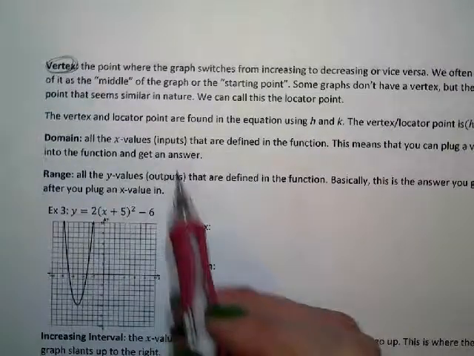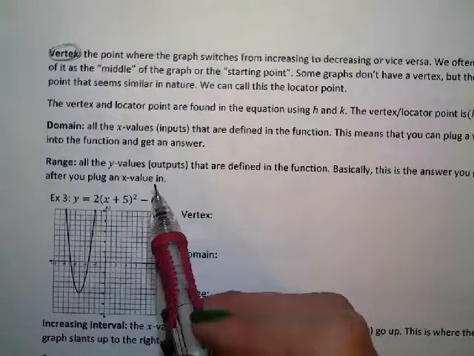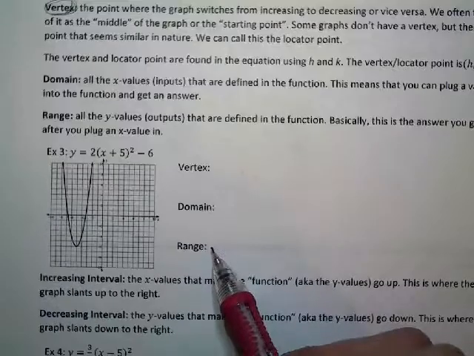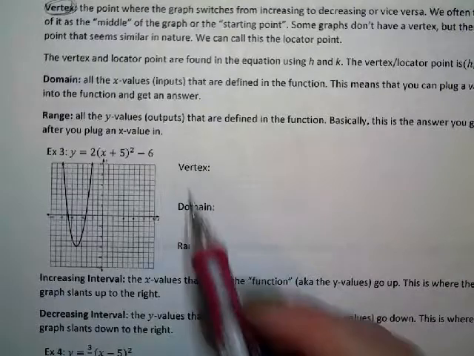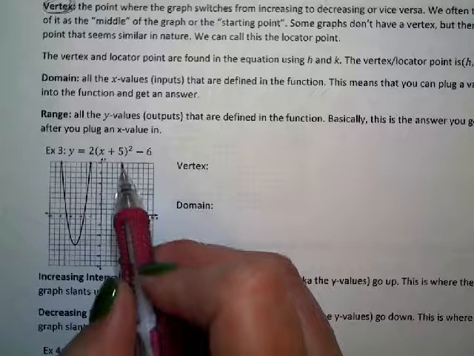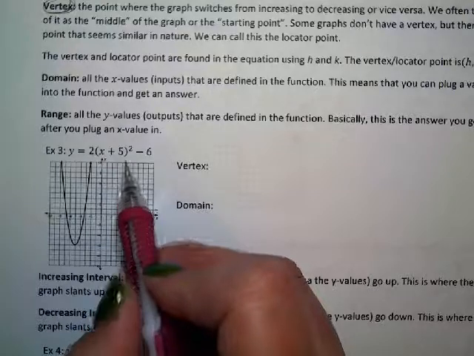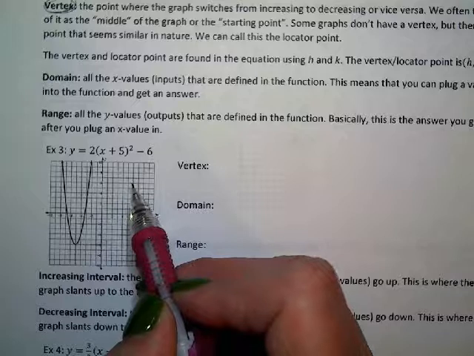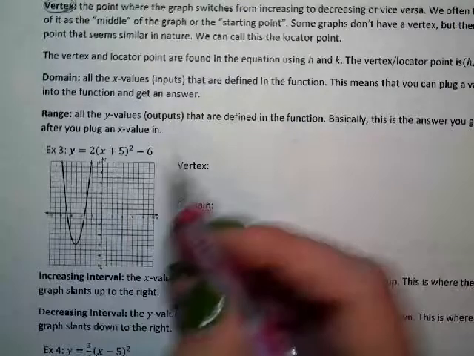All right, domain and range, we're still talking about x values versus y values. So let's go ahead and do the domain and range for this sample problem. If we look at example 3, can somebody tell us what the vertex would be? Betsy, you want to tell us? Sorry, yes. -5, -6.